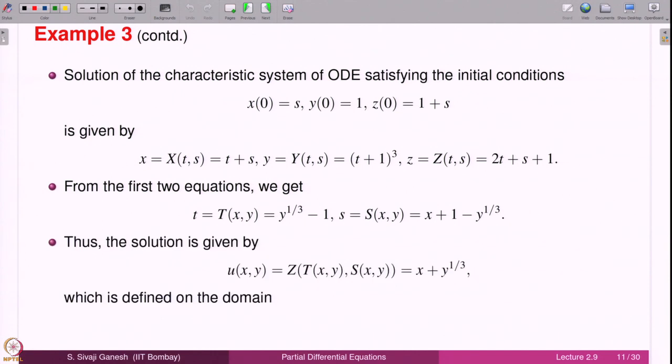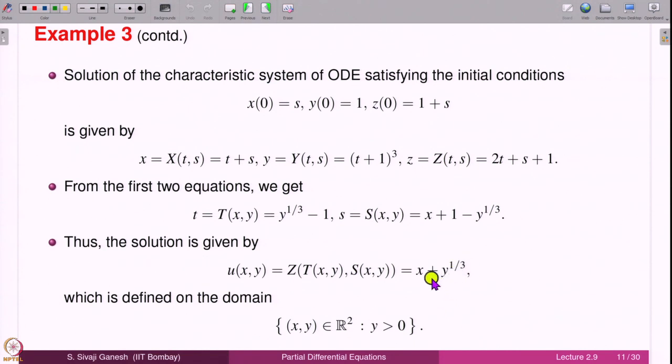Okay. In fact, for t you use this equation because it does not have s. So from here we get t, once you get t, substitute here and you get s, that is why we got this. Now go back and substitute in this formula, x plus y power 1 by 3, and where is it defined? It is defined everywhere in R2, because this is just the cube root of y, right? Cube root of any real number makes sense.